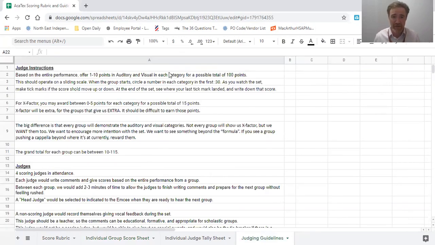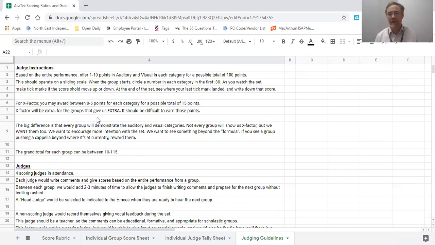Judging guidelines are the things that I've kind of been talking about. 1 to 10 points for each of the audio and visual categories set on a sliding scale. For X factor, you can get between 0 and 5 for each category with a possible total of 15. But I think it should be extremely difficult for any group to get 15 points. These are not just have 15 because I like you. These should be truly, are you doing extra? Are you going above and beyond?